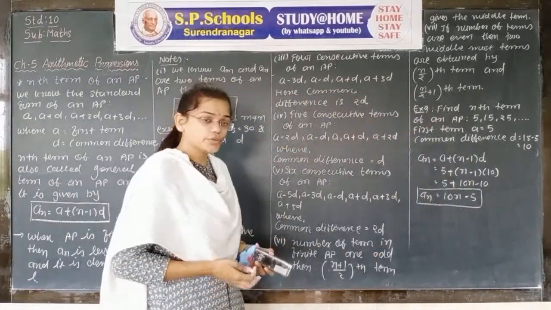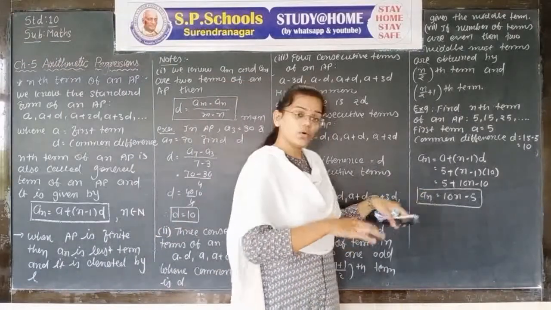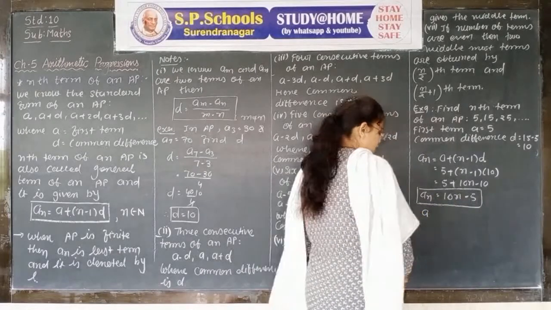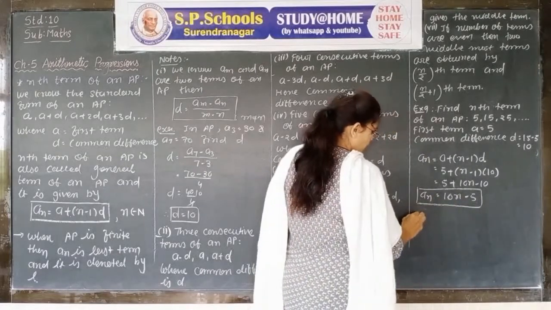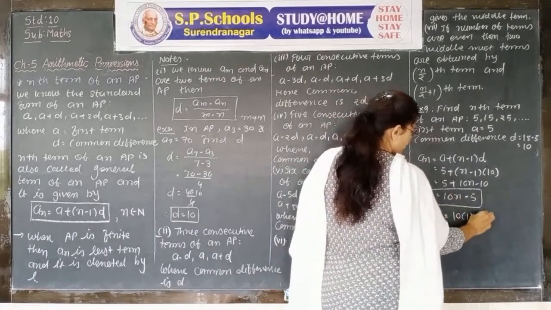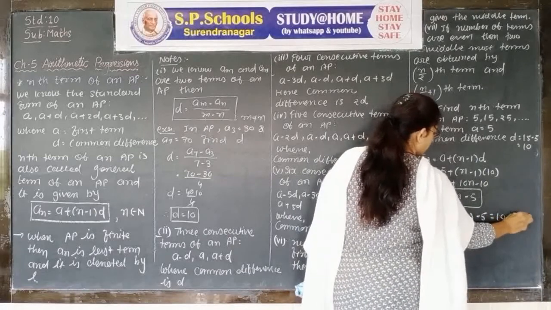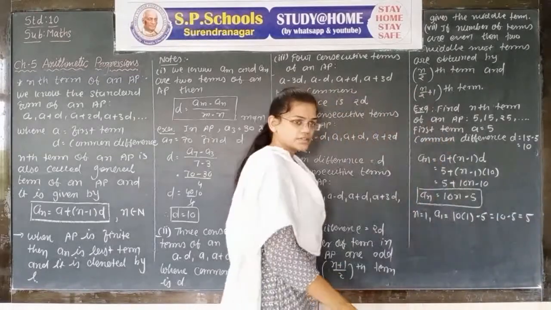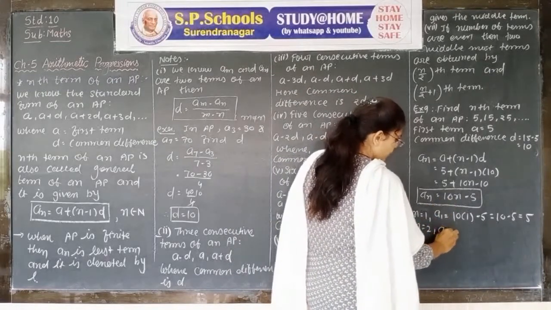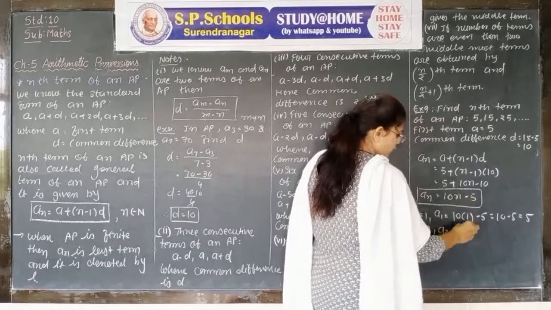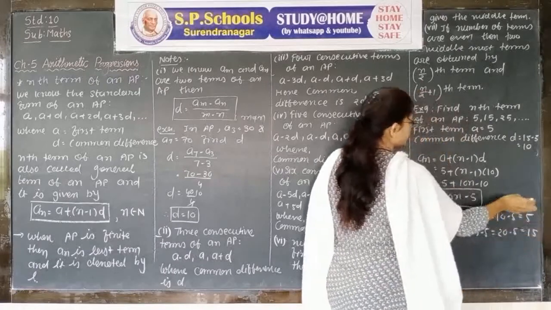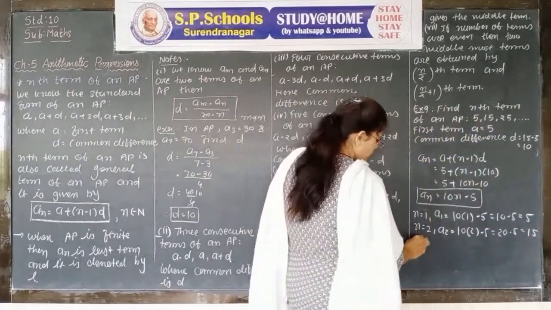Using the nth term an, we can write all terms of an AP. If we substitute n is equal to 1, then a1 is equal to 10 into 1 minus 5, which is 10 minus 5, which is 5. Is 5 our first term? Yes. To verify the nth term, n is equal to 2, then a2 is equal to 10 into 2 minus 5, 20 minus 5, which is 15. Is 15 our second term? Yes. It is a verification.